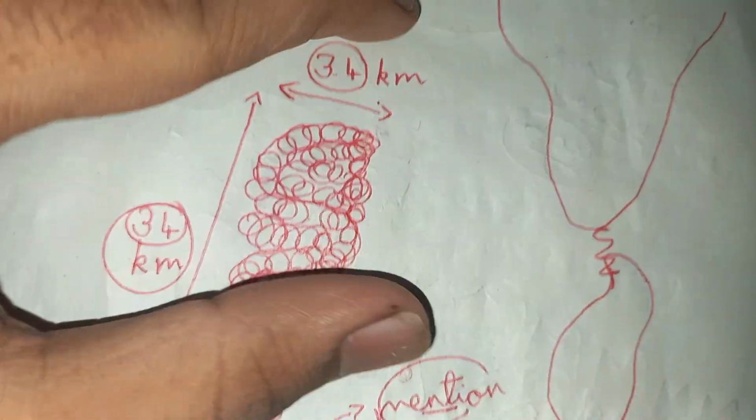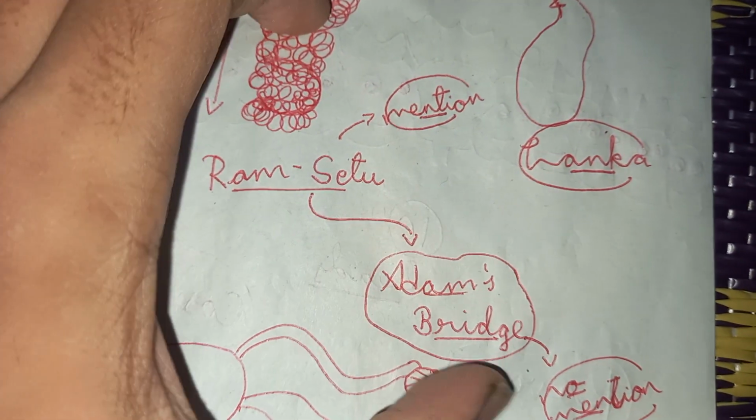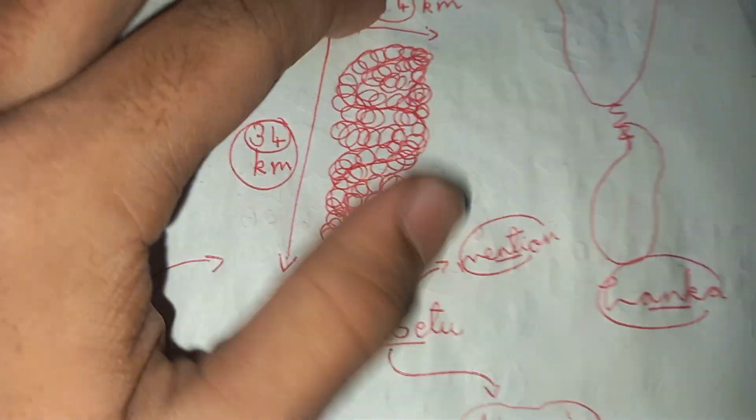The story begins with the Ram Setu. Ram Setu is also known in Western countries as Adam's bridge. I'm going to tell why there are 2 different names for the same bridge.